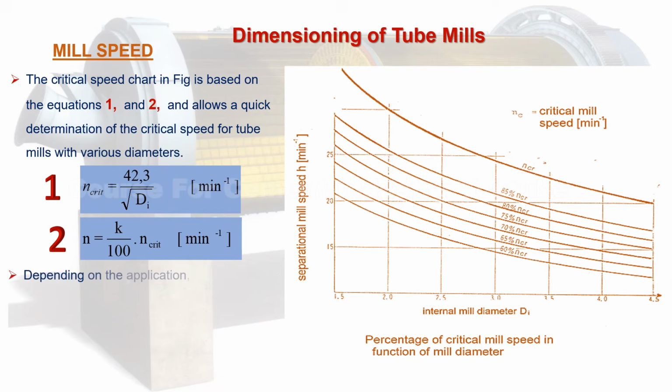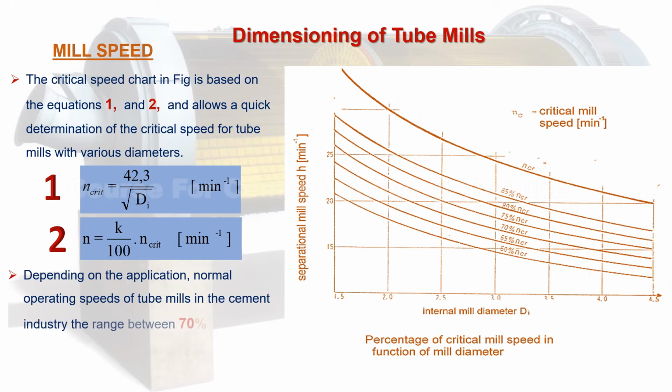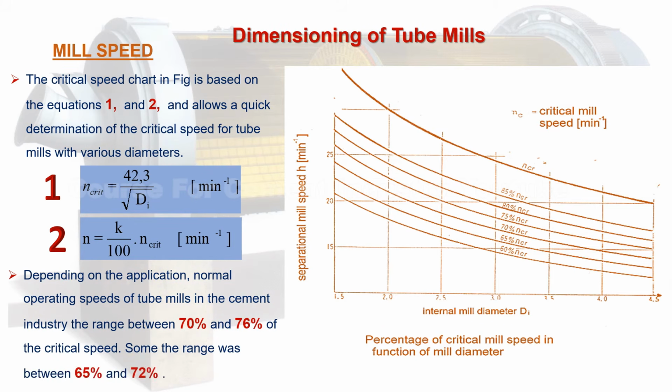Depending on the application, normal operating speeds of tube mills in the cement industry range between 70% and 76% of the critical speed. Some ranged between 65% and 72%.